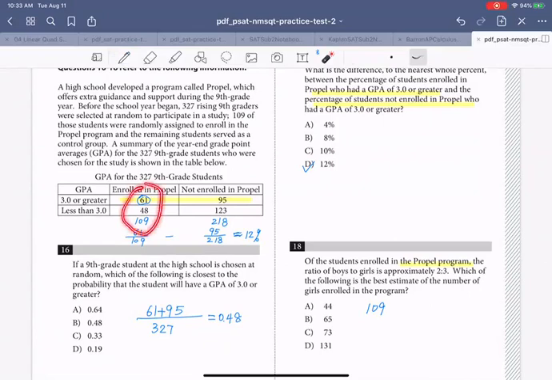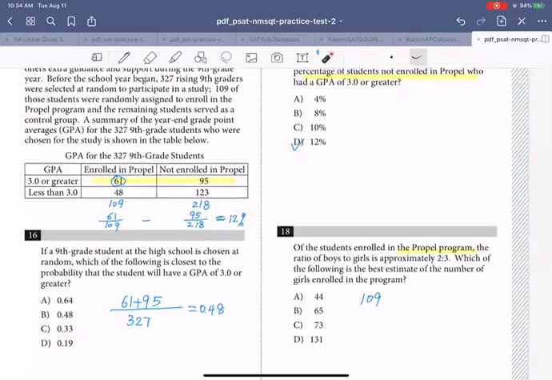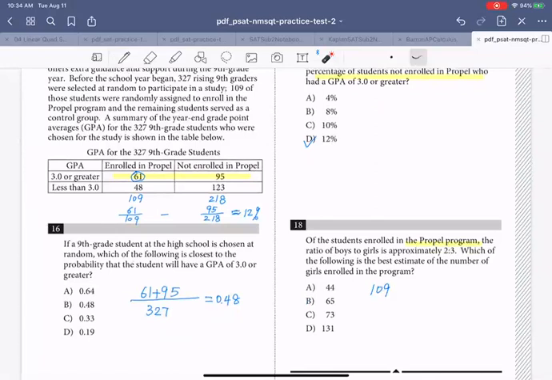The students enrolled in this program is this, right? Oh yeah, it's 109. Did they say GPA here? No, they didn't. So this is going to be only students in this program. It doesn't matter what GPA it is, okay? So total students is 109.